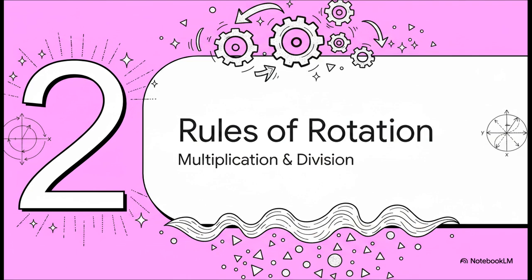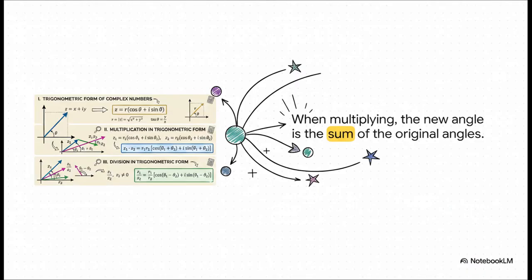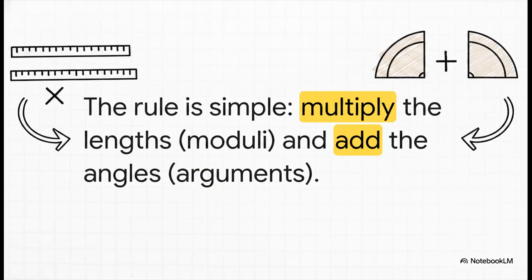All right, so we've put in the work to change our perspective. Now, let's see the incredible payoff. This is where operations that used to be a real pain suddenly become almost effortless. So let's start with multiplication. When we multiply two complex numbers, something really amazing happens with their geometry. We get a new number, and you can see its angle is simply the two original angles added together. I mean, the rule could not be simpler. To multiply two complex numbers, you just multiply their lengths and you add their angles. That's it. No more FOIL, no more messy algebra.